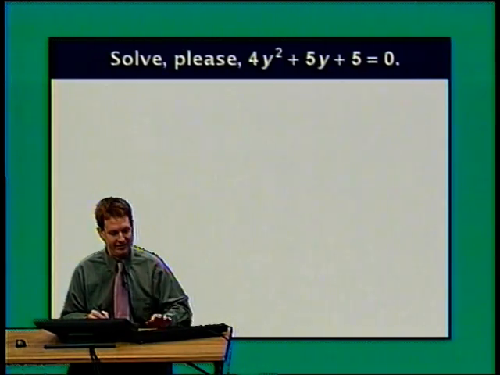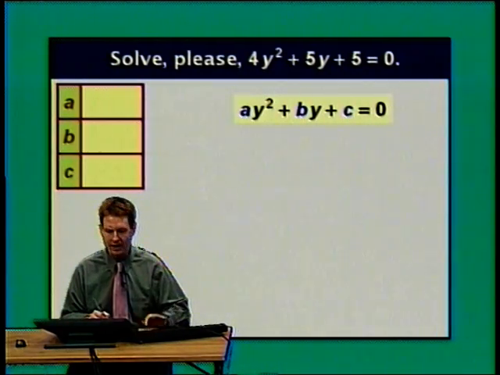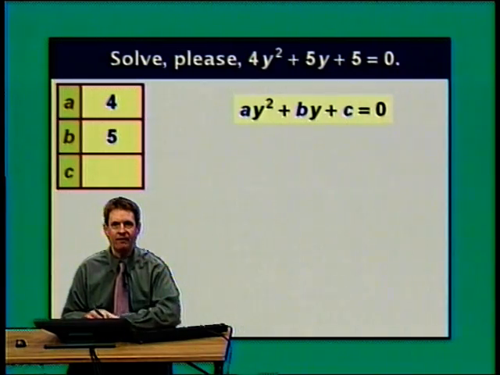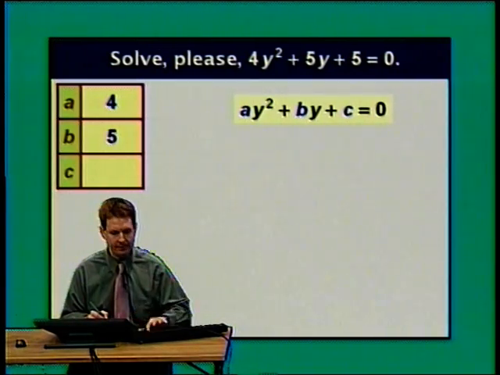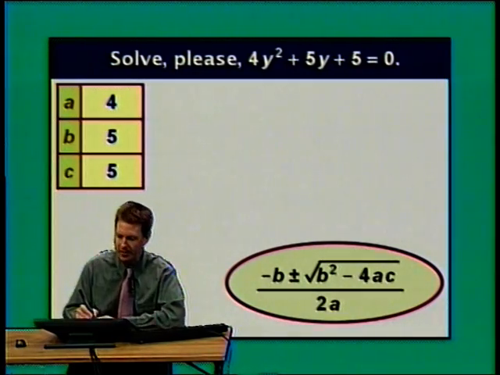Let's do this again. This time, my quadratic equation has the form ay squared plus by plus c. A, the coefficient on y squared, is 4. B, the linear coefficient, is 5. The constant, c, is also 5. It's time to apply the quadratic formula.